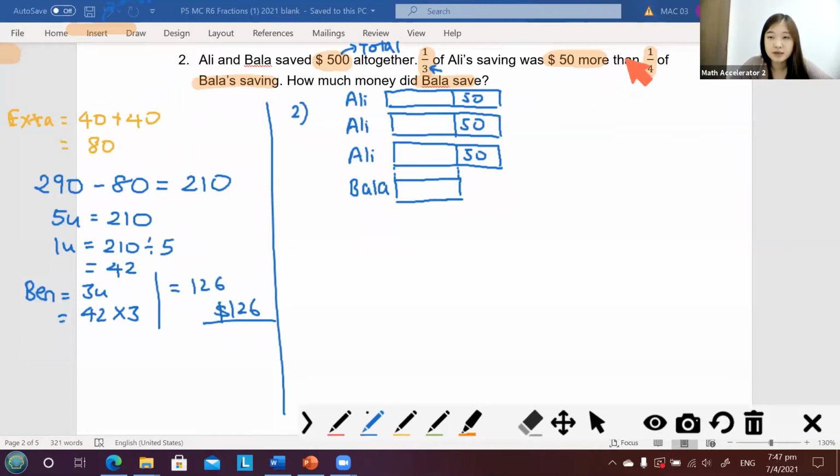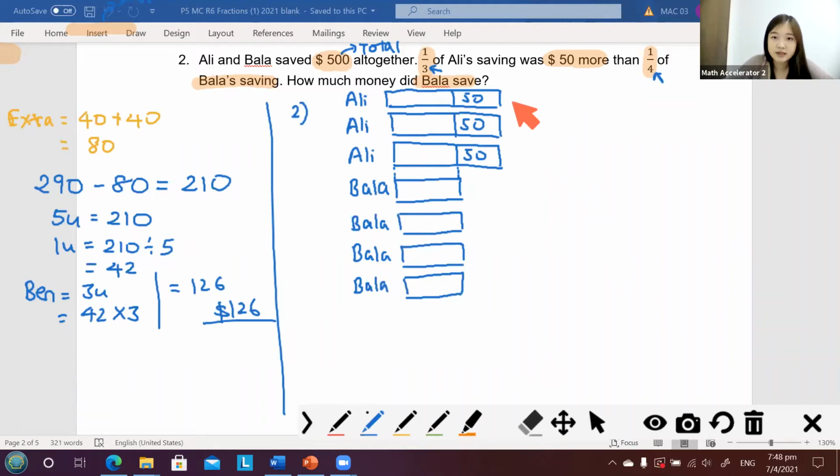Okay, now Bala, 1/4 of Bala's savings. So how many more for Bala? You must draw below. Look at the denominator. Yes, okay. A lot of you getting it already. 3. Okay, because you need 4 in total. You have 1 now. Alright, so add in another 3 more. So in total you have 4. Okay, now you can put this total as $500.